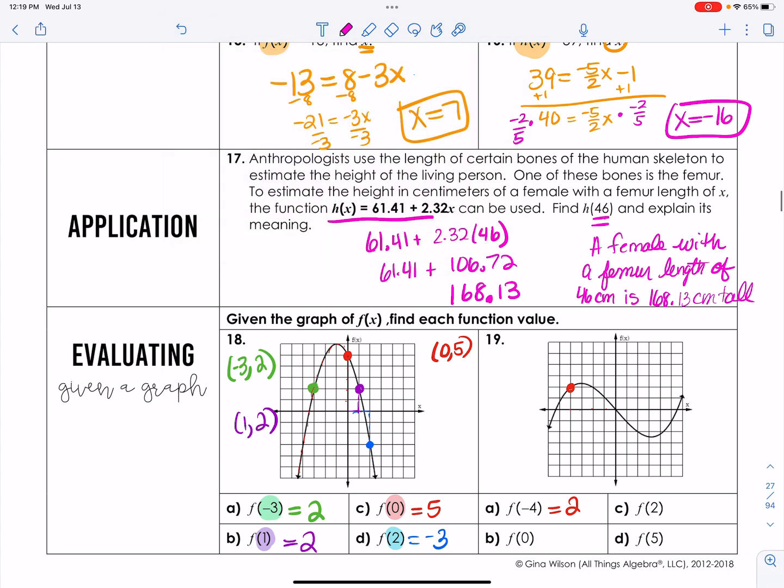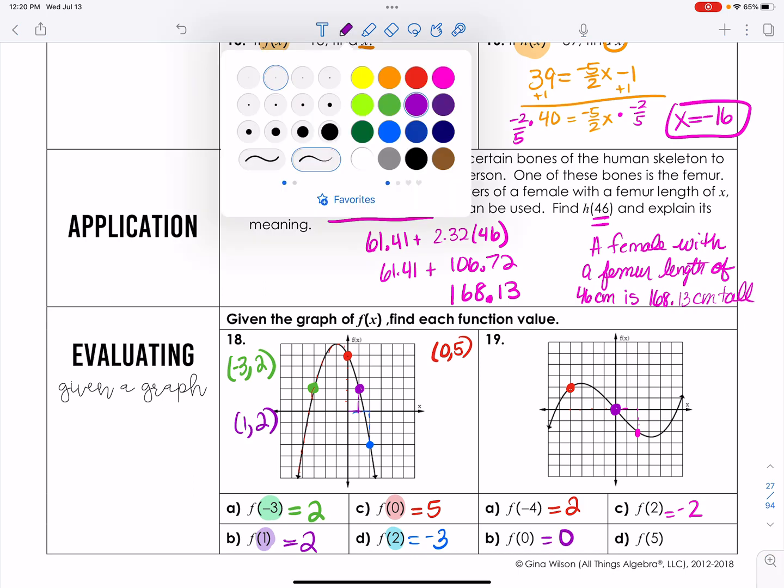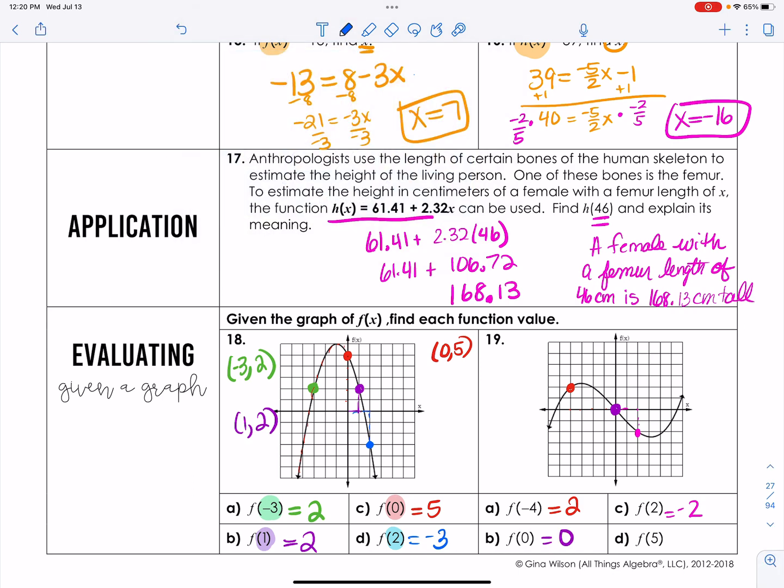Okay, when I put 2 in, I go over to 2, my answer is a negative 2. Okay, when I put 0 in, I'm at 0, my answer is 0. And when I put 5 in, 1, 2, 3, 4, 5, I'm at a negative 1. So these are working with functions.